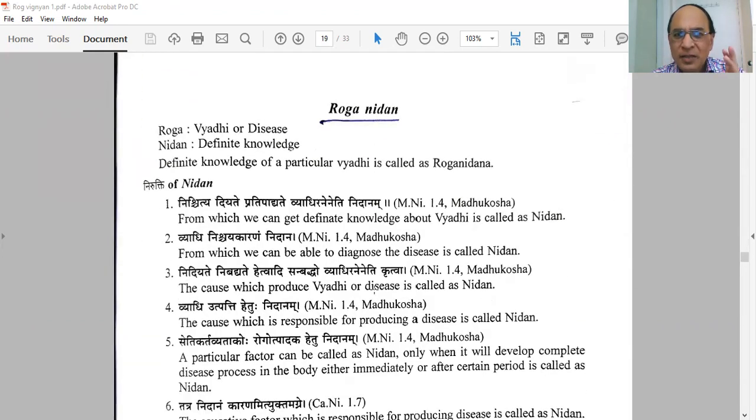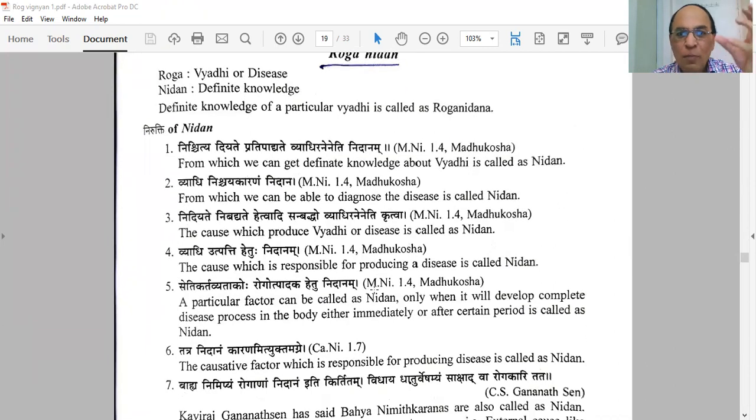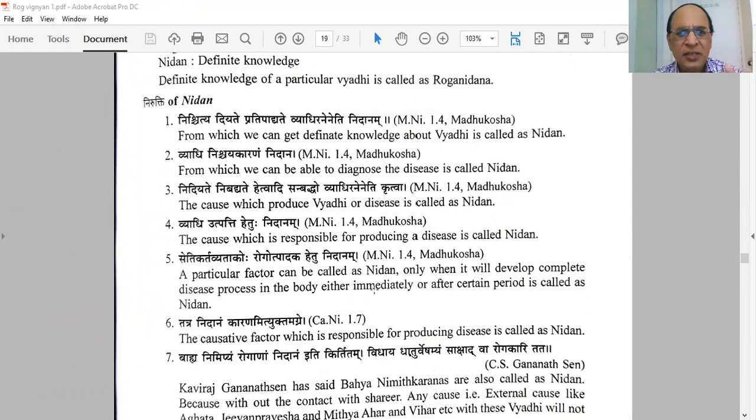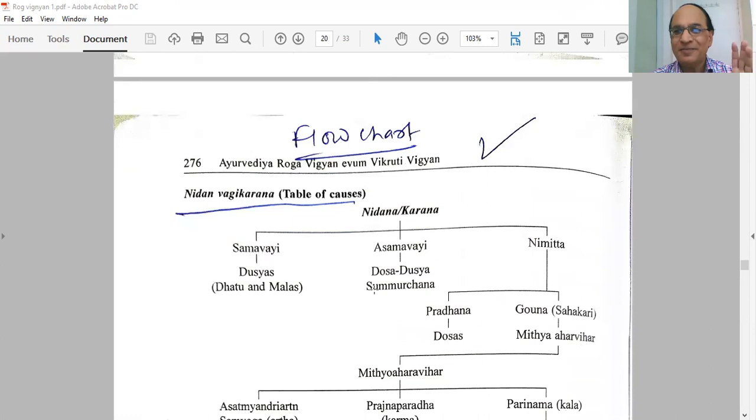Nirukti. Can you see Roga Nidan? How many references are there for the Nirukti of Nidan? Madhav Nidan, Madhukoshtika. So Nishchityam Dhyate Pratipadyate, Vyadhi Nishchayakaran Niti. All the things are compiled very nicely. So nearly 7 niruktis are mentioned, which is very, very rarely given in all other books. So this is a very nice compilation flowchart.